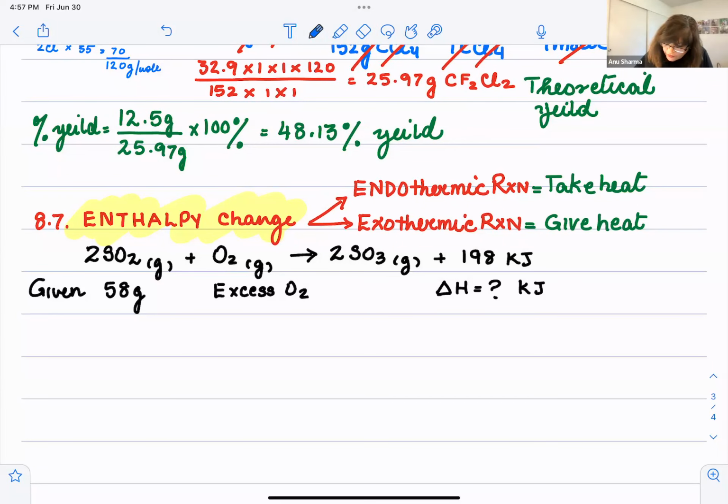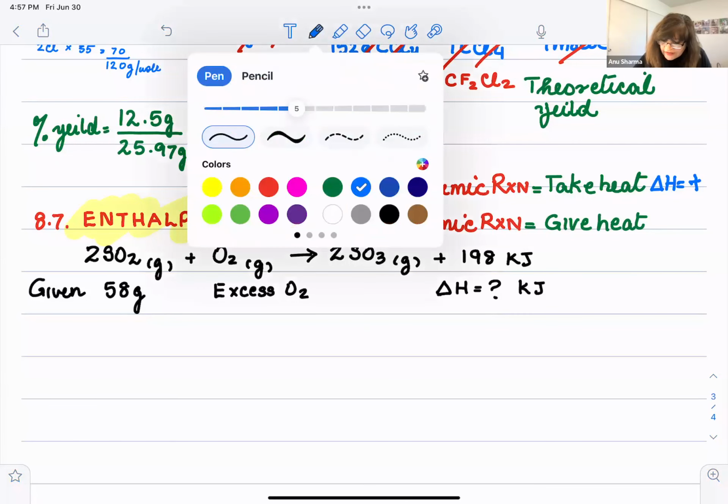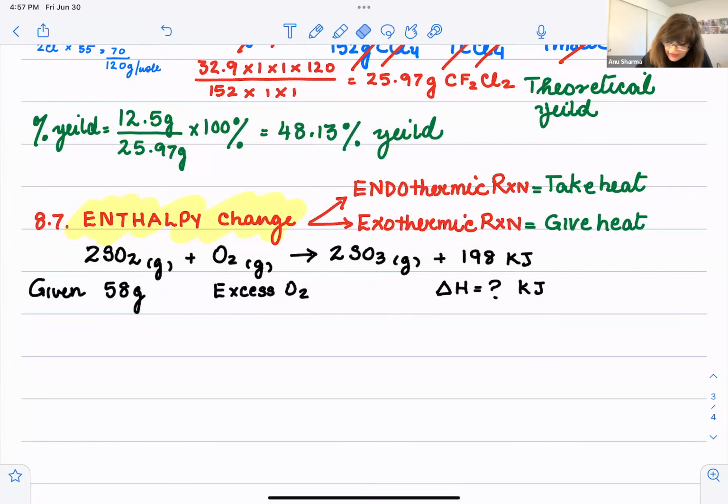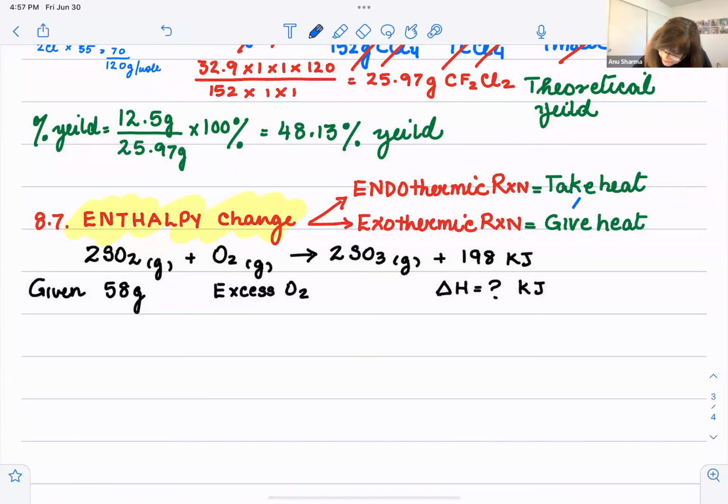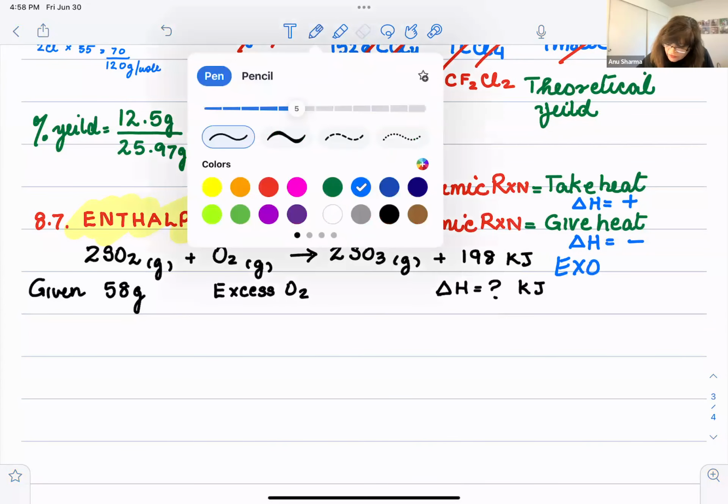When they take heat, the value of delta H is a positive number, a plus sign. And when they give heat, the value of delta H is negative. The enthalpy change is the heat of a reaction. So take heat, delta H is a positive number, and give heat, delta H is a negative number. In endothermic reactions, the heat is a part of the reactants, but in exothermic reactions, the heat is a part of the products. Let me write this down.